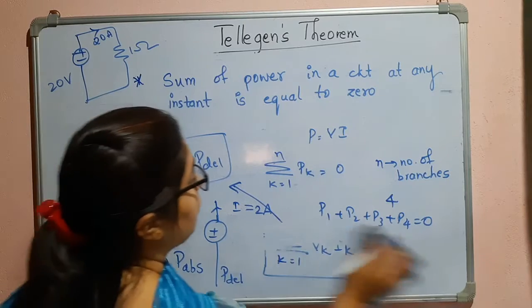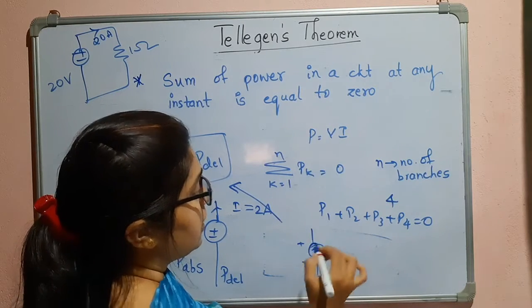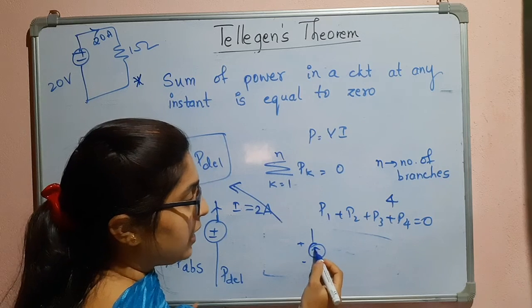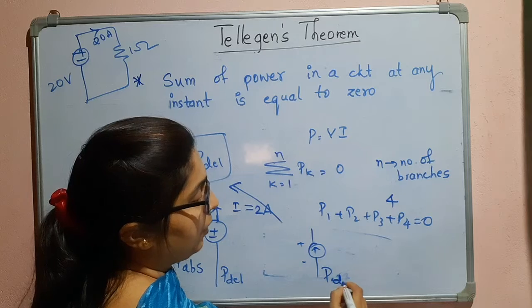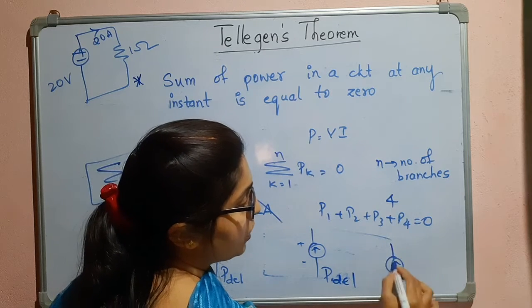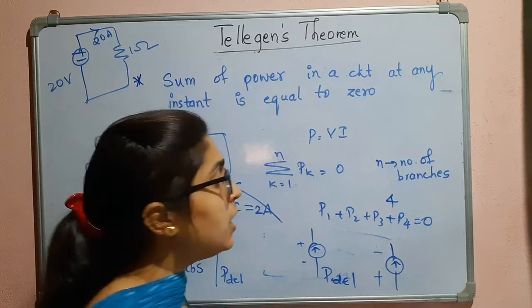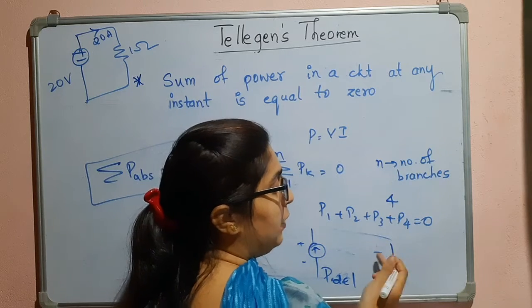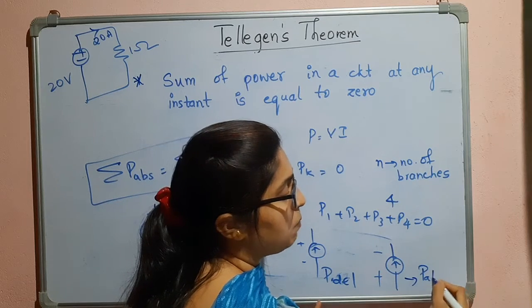Then if you have a current source like this and the voltage across it is like this, that means the current is leaving the positive terminal, so here we have power delivered. And suppose we have the polarity across the current source like this. In that case, what happens? Current will be entering the positive terminal. That means power is absorbed.